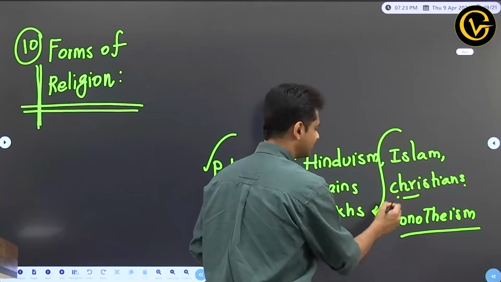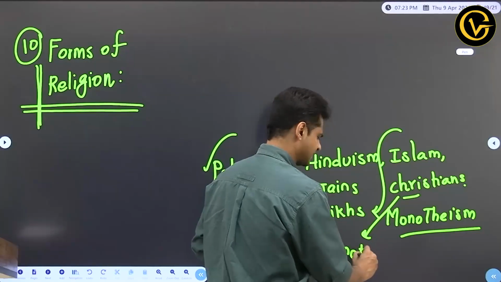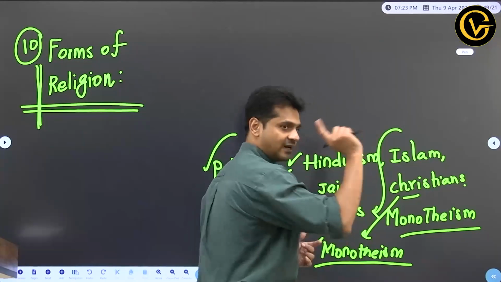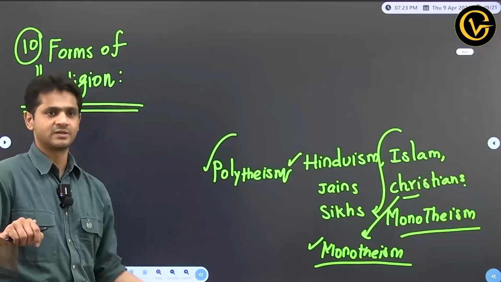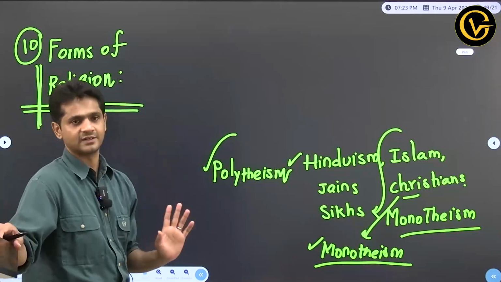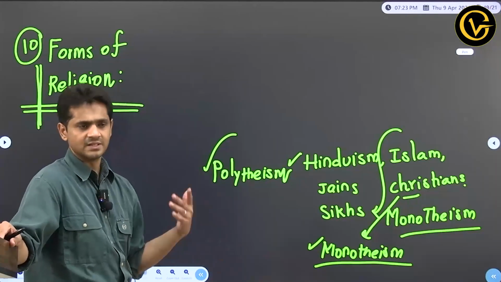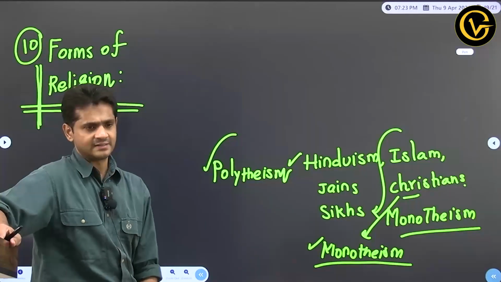Christianity also is a monotheism. Lord Jesus. There might be other gods, but only one is the main God. Rest of them are followers or supporters like that. But there is only one God for Christians. Jehovah they call it, or Jesus also is considered as. So these are monotheistic religions.